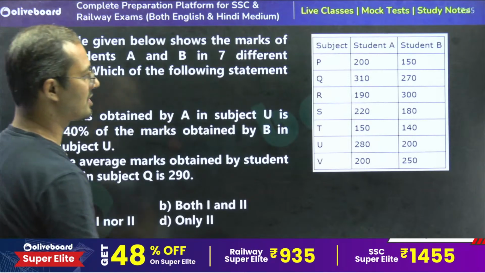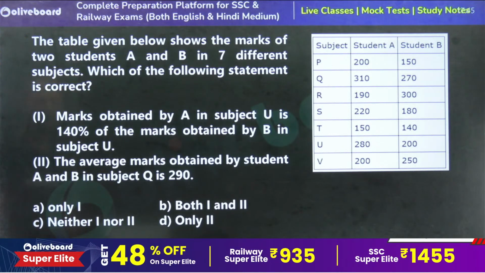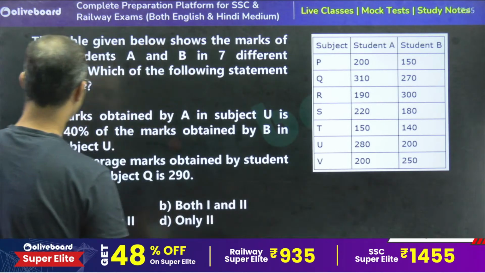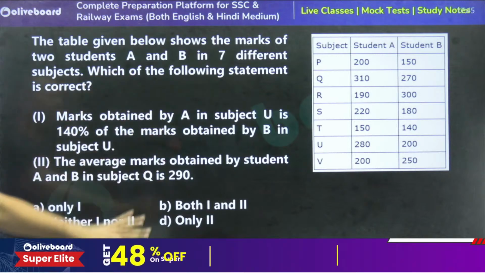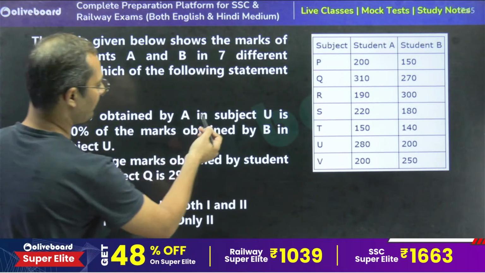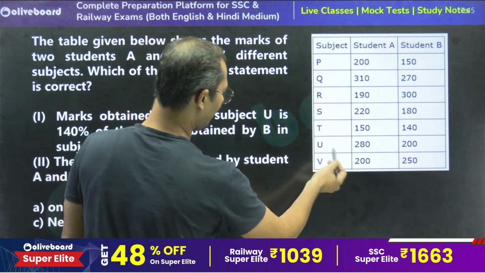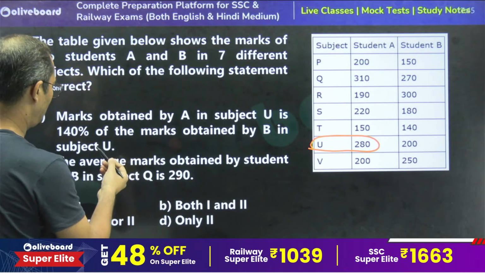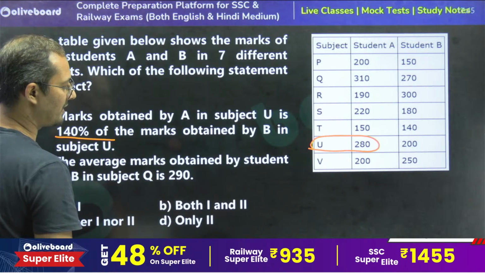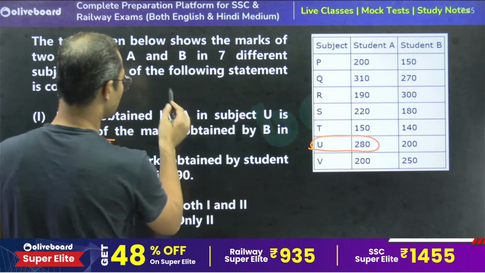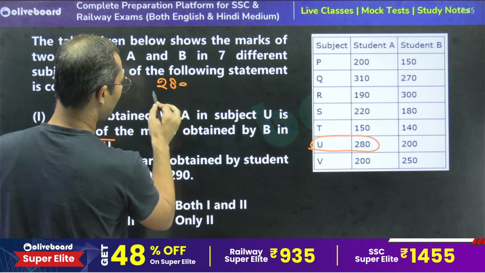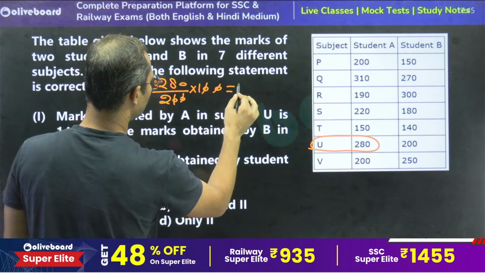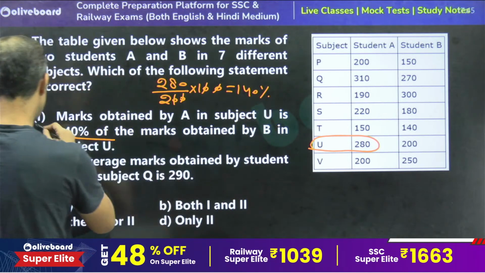So moving to next question. Tell me what is the answer for this question. Yes, please. See, first we have to focus on the table. Marks obtained by A in subject U means this marks are 140% of the marks obtained by B in subject U, right? So we can say that the question is asking 280 is what percent of 200 into 100, right? So this is equal to 140%. So the first part is correct.